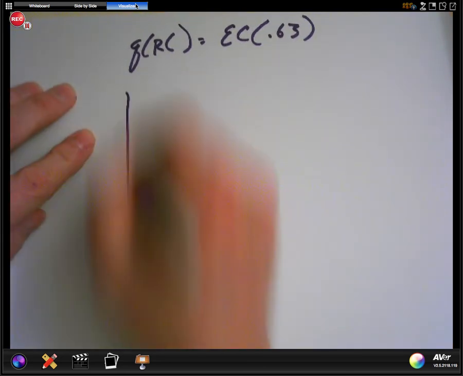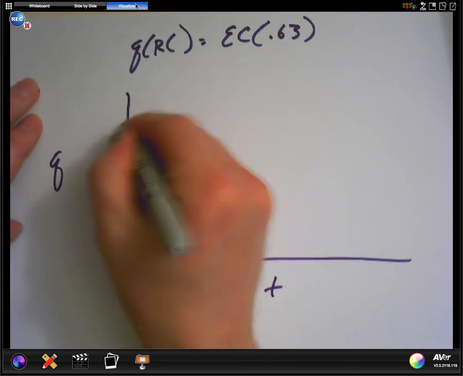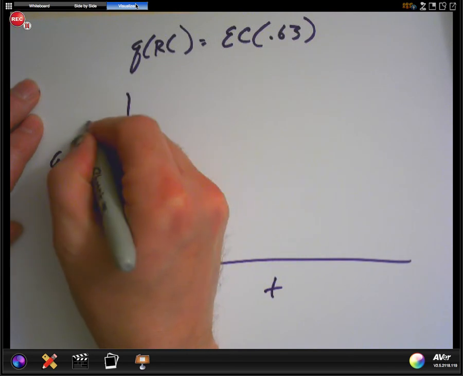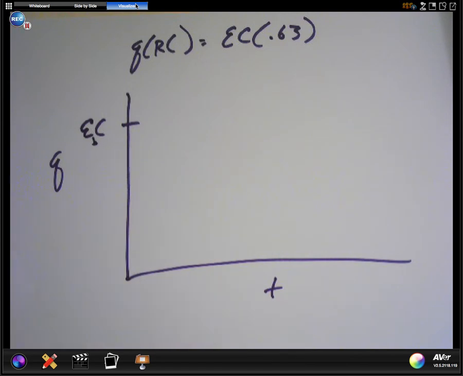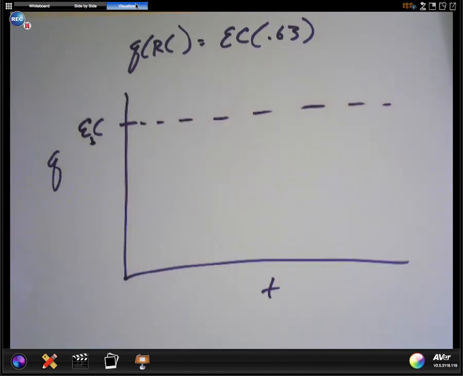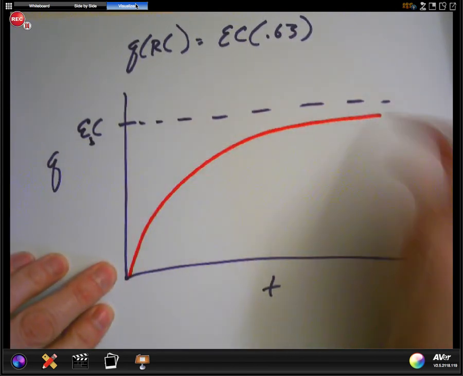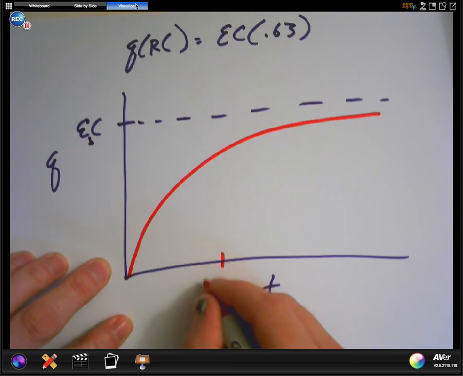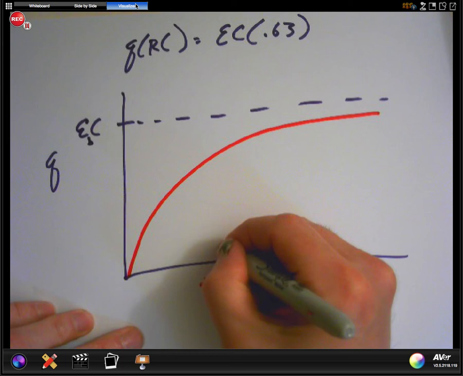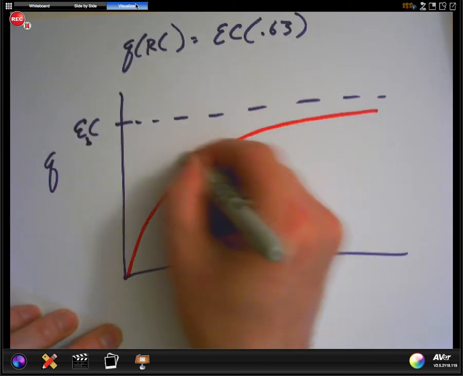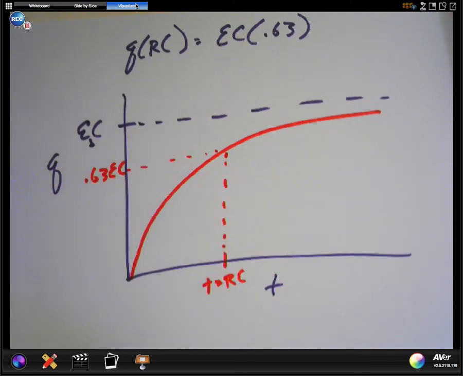So if we draw a bigger version of our charge and time graph here, and we make this value up here be the quantity epsilon c, so that's the epsilon of the battery times the capacitance, that's the maximum it could ever reach. We've got our asymptote here. We know it's going to go something like this. And so this quantity here is going to be the time equal to whatever the resistance times the capacitance is. If I go up to that spot and I go over, this now is equal to 0.63 or 63% of epsilon c.